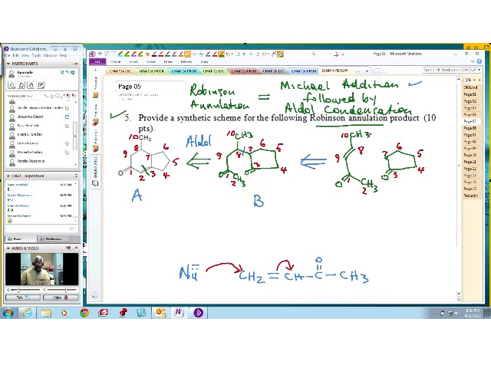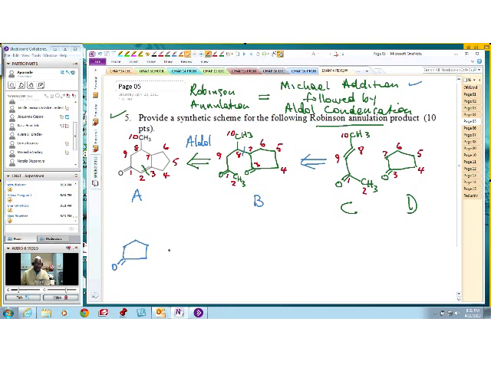Okay, very good. So therefore, they say provide the synthetic scheme for the following Robinson annulation. So therefore, what is the synthetic scheme? Since we now know all of the starting material, the synthetic scheme will simply be, we take this molecule here, let us call this molecule C and this molecule D. So we take molecule D, we react molecule D with molecule C.